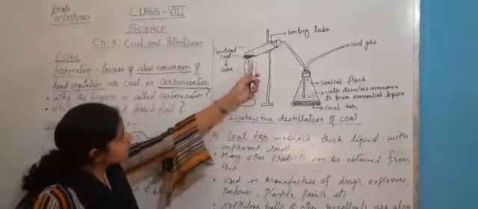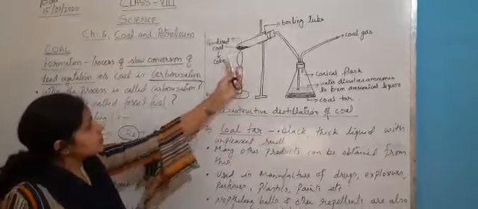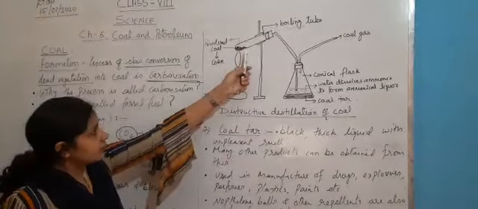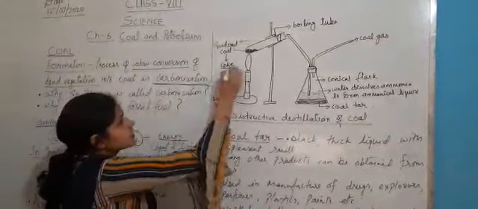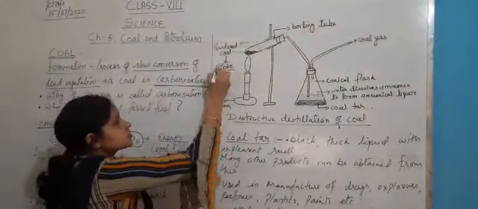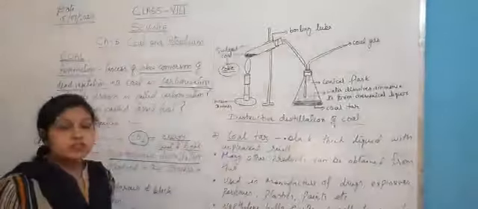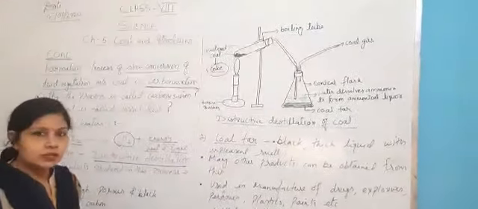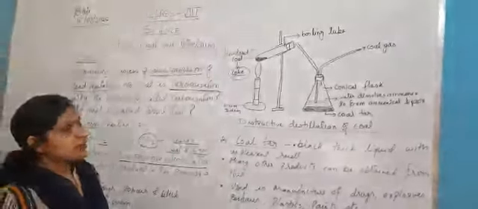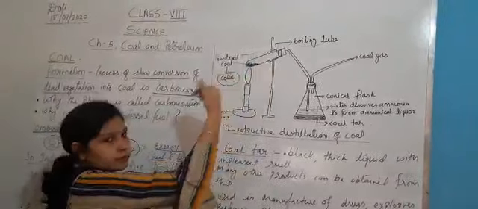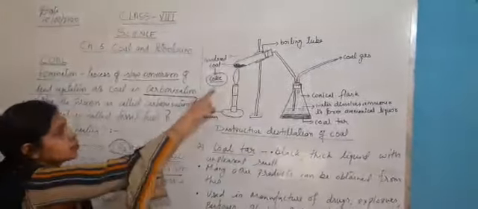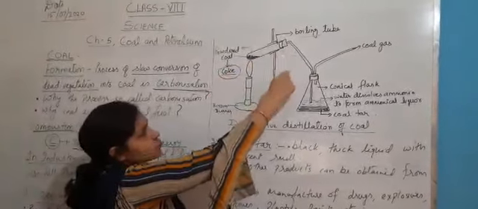Okay. So in the absence of air, what happens when we strongly heat it? The coal gets converted into another substance. This substance is called coke, which is very important. I'll tell you the uses of coke later on. After that, when we heat coal and it gets converted into coke, a gas is also produced.